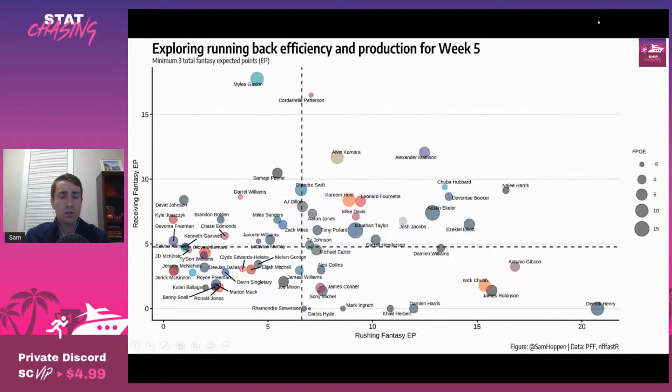I forgot to flip to the Week 5 running back chart here, but I guess a couple comments. Alexander Mattison is just as good from a fantasy perspective as Dalvin Cook is. Myles Gaskin, you can see, has the highest receiving expected points on the week, while Derrick Henry is on the exact opposite part of the chart, where we'd normally expect to see him. He did not record a single target this past week.